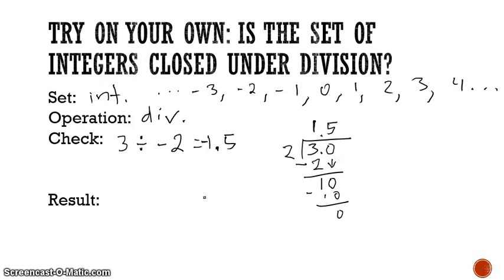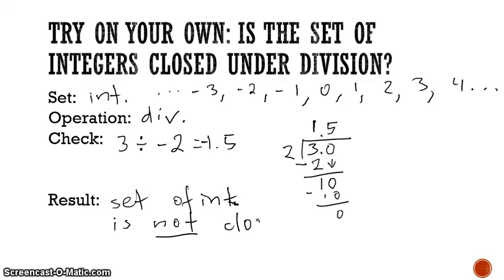Now, does 1.5 belong with the integers? It does not, because integers do not have any fractions or decimals in them. They can be positive or negative, but they cannot be fractions or decimals, and this is a decimal. So the result is that the set of integers is not closed under division.